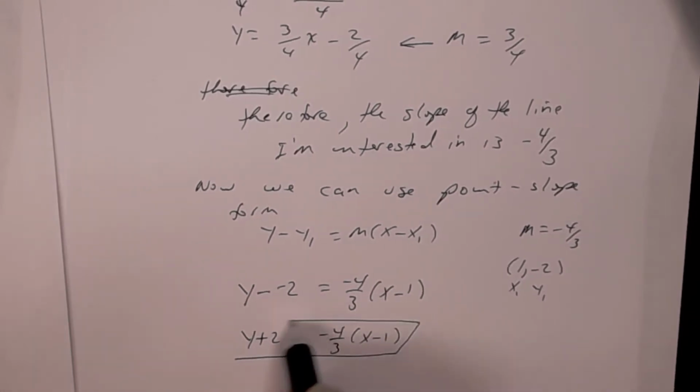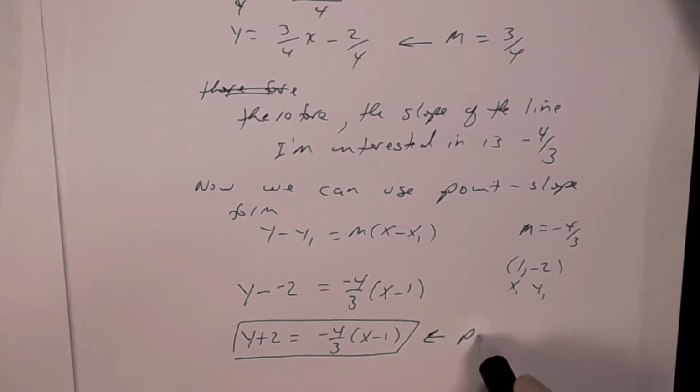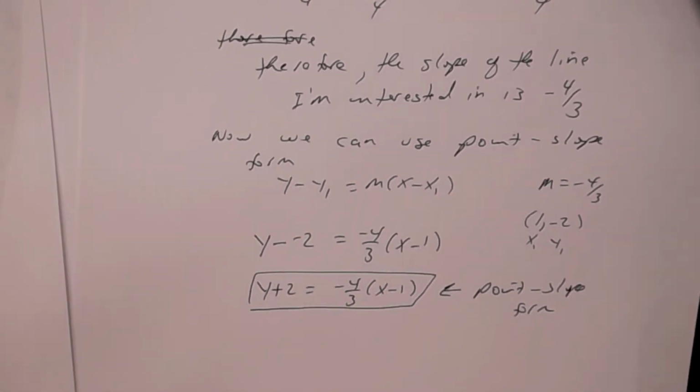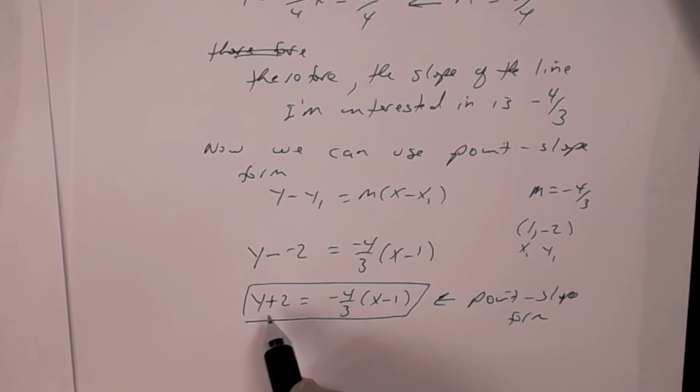That is point slope form. So make sure you understand what point slope form looks like. y minus y1 equals the slope, in parentheses, x minus x1. Okay? So that's point slope form. You're done with that part. What you want to do now is write this in slope-intercept form. So that's where we're going to get y by itself.